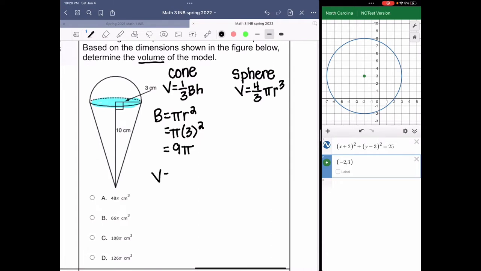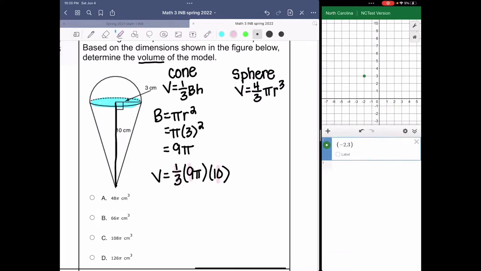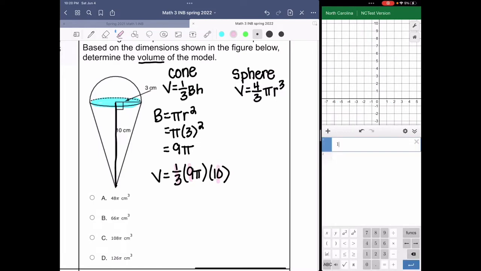Now I'm going to find the actual volume, which is 1/3 times 9 pi times my height, and my height here is 10. So I'm only going to multiply my numbers in this particular problem. So we have 1/3, 9, and 10. So I can just plug that into Desmos. So I have 1/3 times 9 times 10. And that gives me a volume of 30 pi.